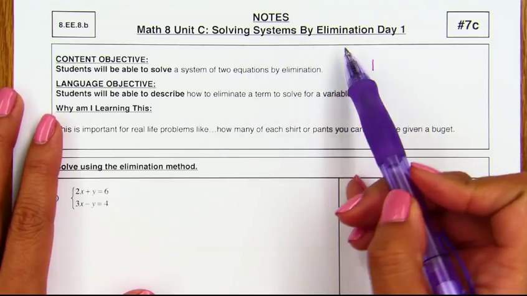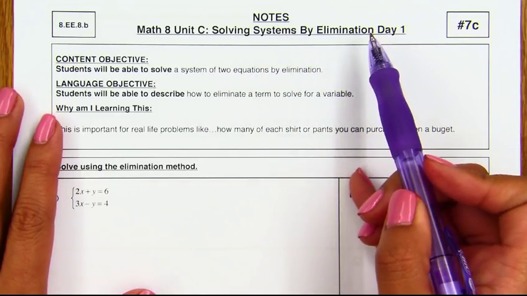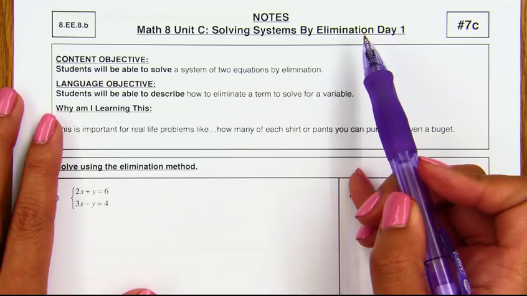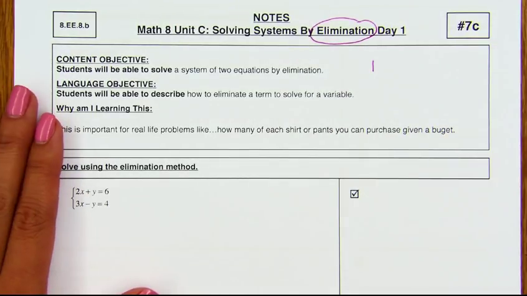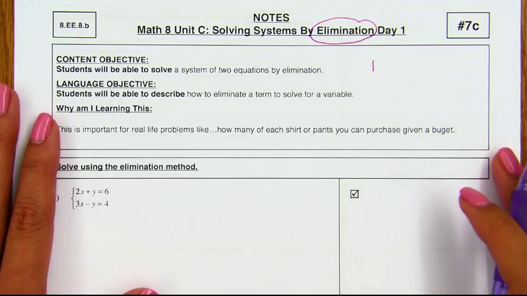Systems by Elimination, Day number 1. So this is officially our first day that we're going to be solving systems using the elimination method. However, let's not forget that there are some methods we've already learned that we use to solve systems.